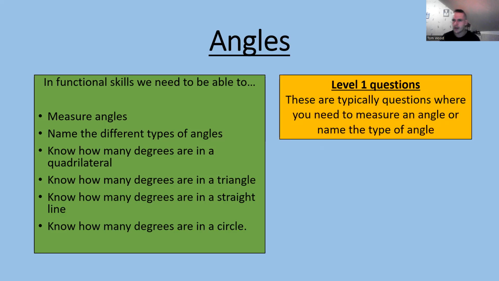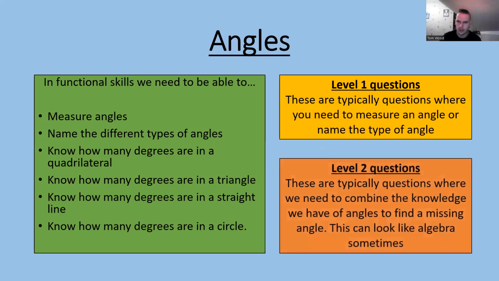But like I was saying before, the level 1 questions are typically measuring an angle or naming the type of an angle, whereas level 2 questions tend to be combining the knowledge of angles to find a missing angle. It can look like algebra, but it's not really. It's more, use these facts to work something out.